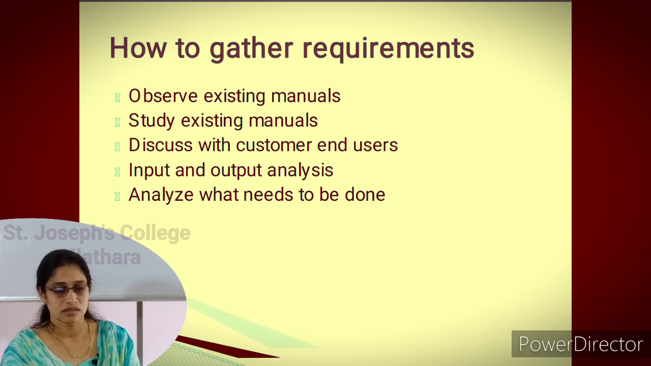Let's say an office work needs to be automated. We need to first observe what work is exactly done in the office. If similar software exists, we need to use it and check what facilities it provides and where we want changes. And once we observe all the work, we need to study the procedures, how this work is carried out. For this we need to discuss with the customer and the end users.